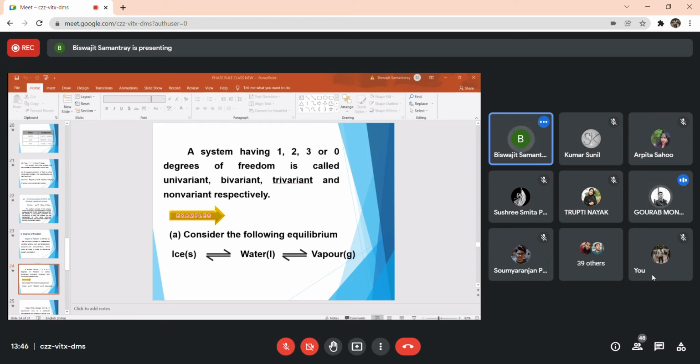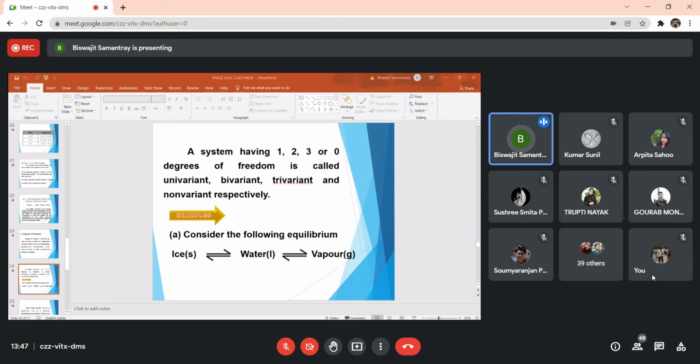So you put in ice and water here, or water vapor, or ice vapor, anything you take. So here P is equal to 2, C is equal to 1. So that gives us degree of freedom 1. So the system is univariant. That means either you can vary temperature. If you know the value of temperature, you can know the value of pressure. So either you can vary 1.